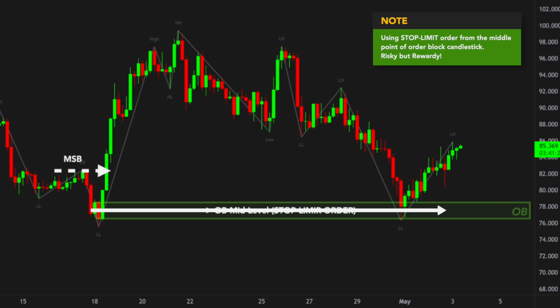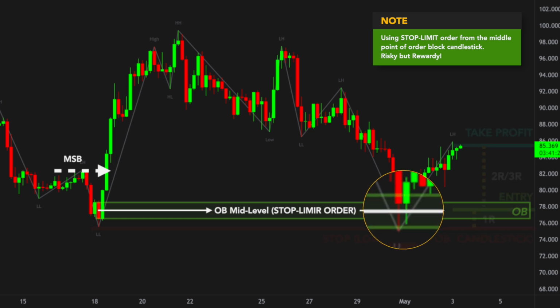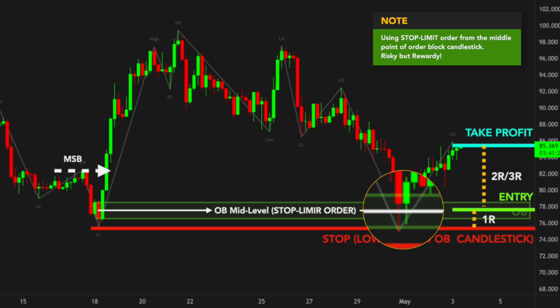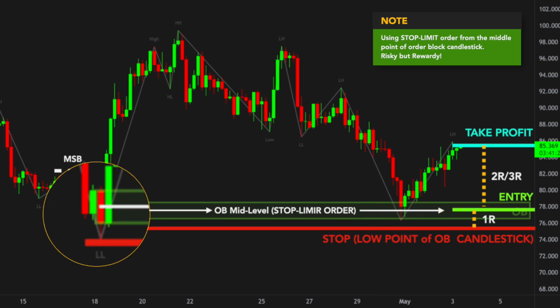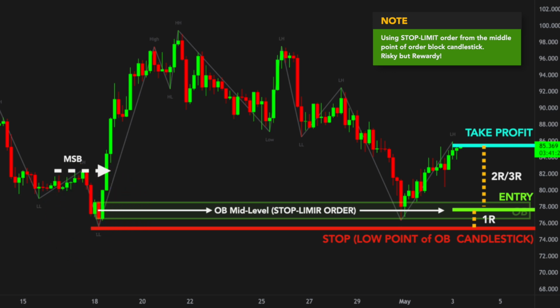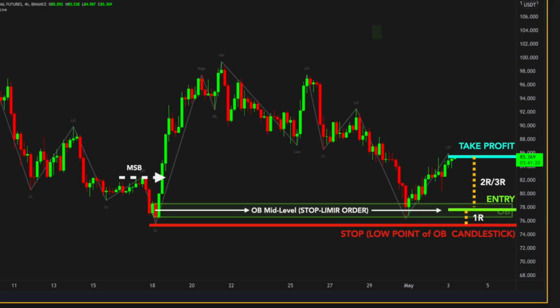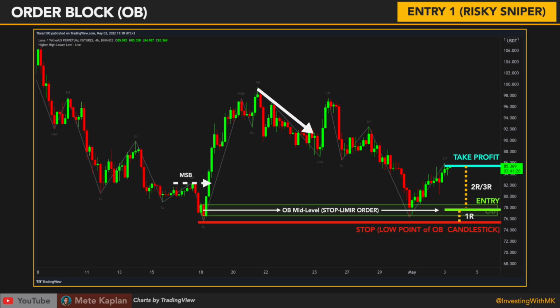Identify the mid-level from the high-quality order block candlestick and set your stop limit order. That's it. Put your stop loss order at the low point of the order block candlestick. This is the most rewarding entry type, but the problem is that there's no guarantee the order block will work. Price may drop even lower, who knows?